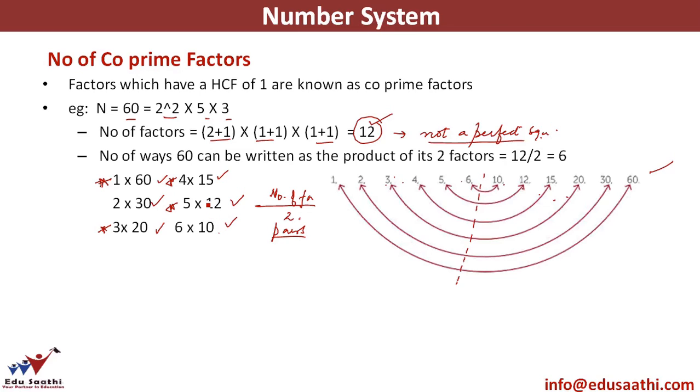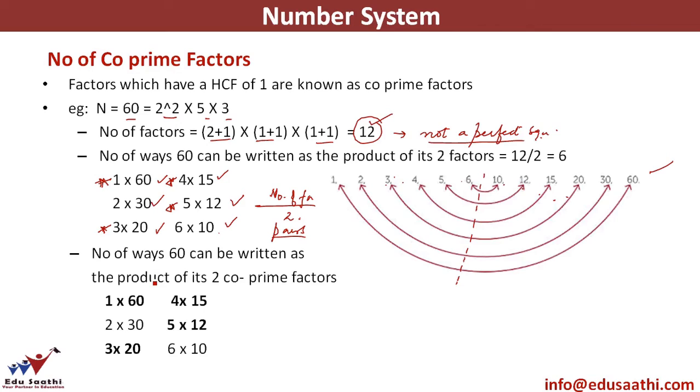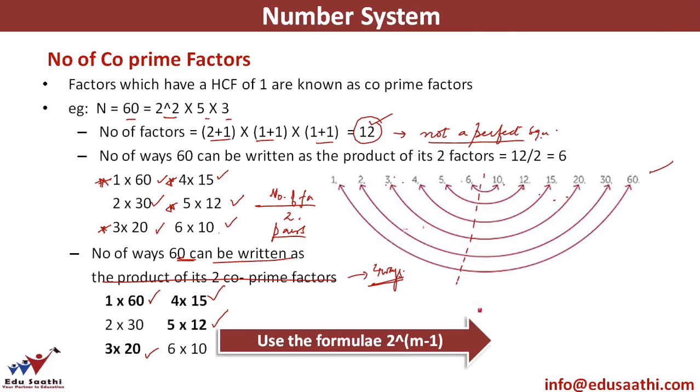Now all these 4 pairs will be known as co-prime factors, and 60 can be written as a product of its two co-prime factors in 4 ways. If you want to remember an easy formula, the formula is 2 raised to power m minus 1. Now what is m here? m is the number of prime factors of this number.